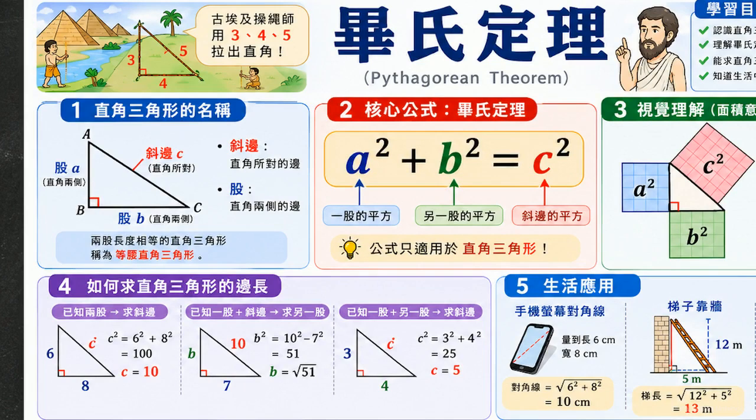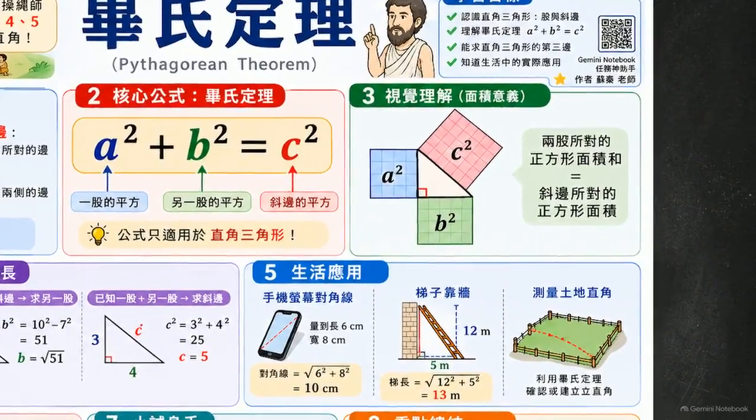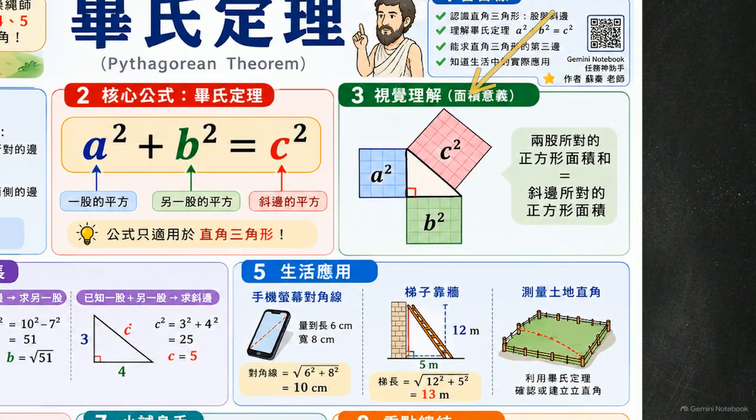Look at this geometric visual. If you build physical squares perfectly matched to the lengths of leg A and leg B, the total area of those two smaller squares combined will precisely match the area of the square built on the hypotenuse. Now let's put that formula to work.